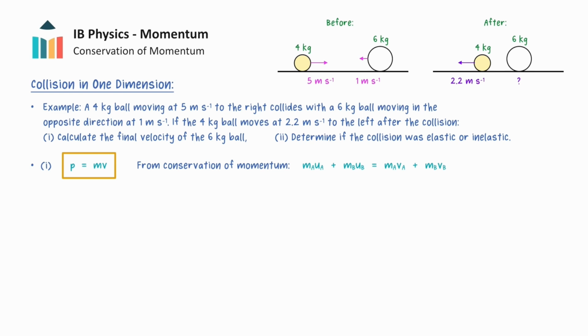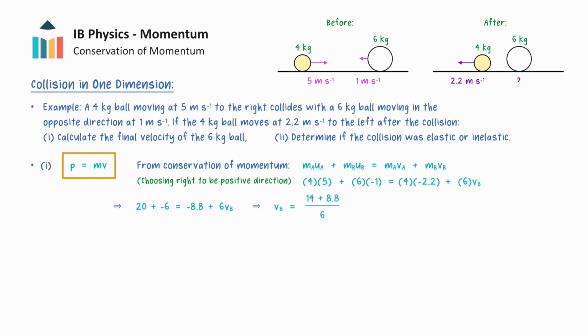As velocities are involved, direction must be accounted for in our calculations, so we will take the right to be the positive direction. Substituting in the relevant values, we must use -1 for the initial velocity of the 6 kg ball, and -2.2 for the final velocity of the 4 kg ball, as these are both directed in the left direction. This can now be simplified and rearranged to find the final velocity of the 6 kg ball. Doing so results in a final velocity of 3.8 meters per second to the right.